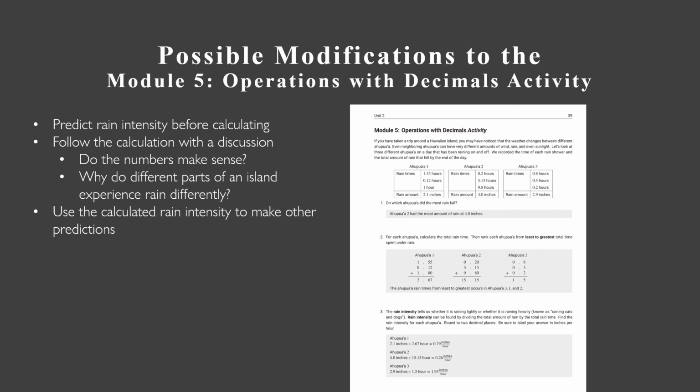You can challenge your students to make even more complex predictions. For example, after they've calculated the rain intensity, you can ask them something like, if ahupua'a 3 keeps raining like this for 15 hours without stopping, how many total inches of rain do you think will fall? Even if your students are not yet ready to formally solve these proportionality problems, you can still use this activity to motivate this kind of thinking. This will help prepare them for future units on proportionality, ratios, and rates.